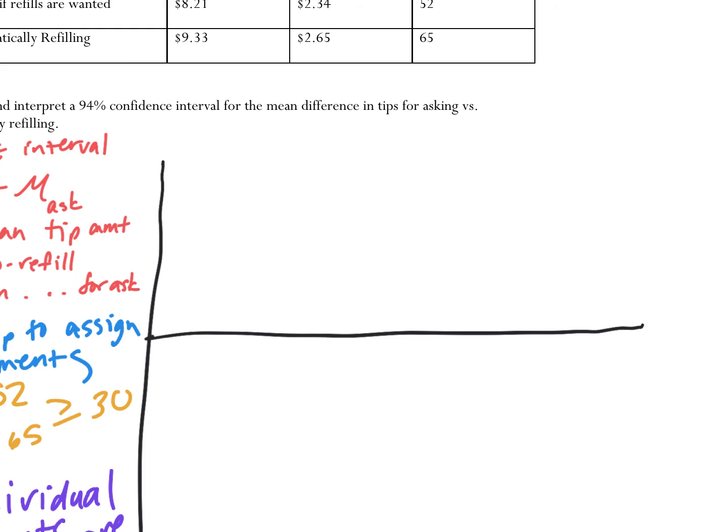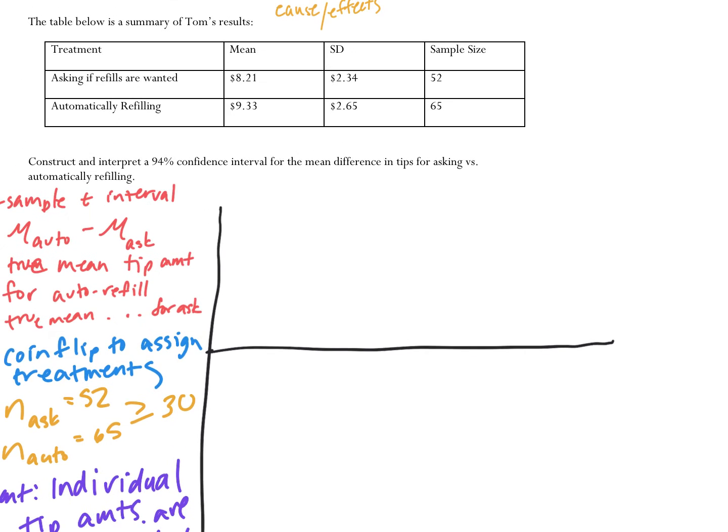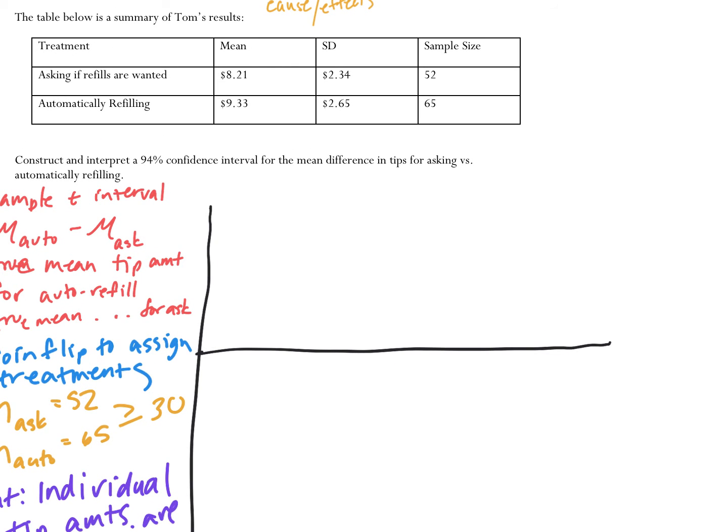Now, in this case, we have the summary statistics. Which one should I put in for x bar 1? We're doing auto minus ask, so we set this up that x bar 1, you need to put in the automatic. And before I even type it in, I wrote it down.